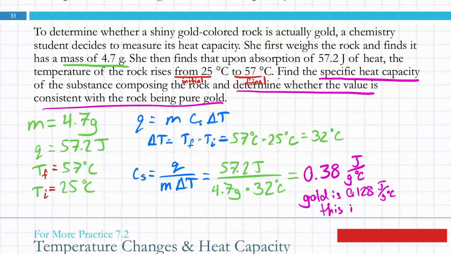So this is not pure gold. It might not even have any gold in it at all, but it's definitely not pure gold because the C value doesn't match the C value for gold.